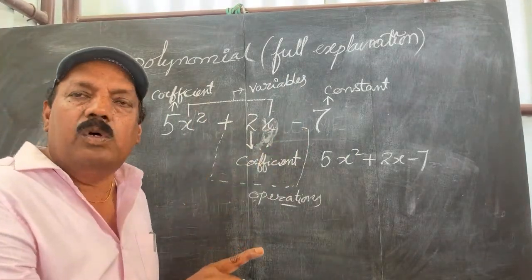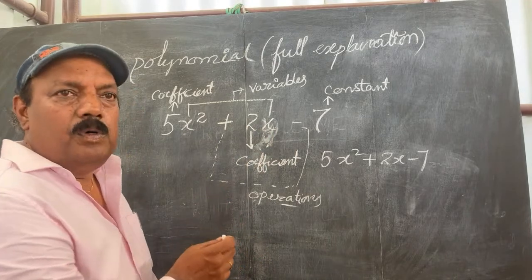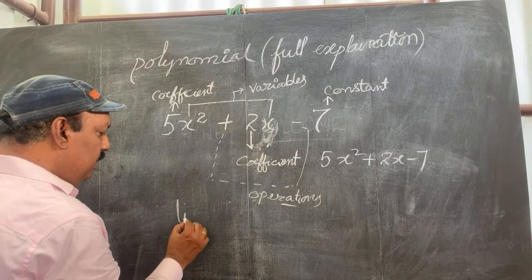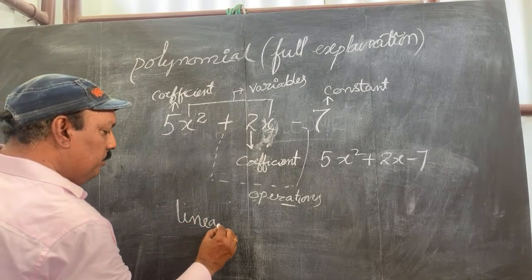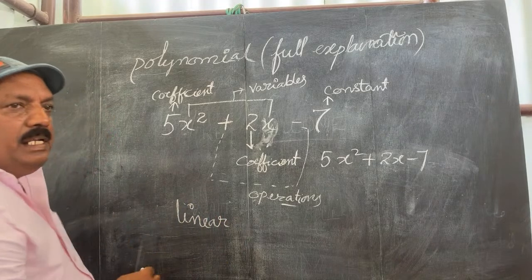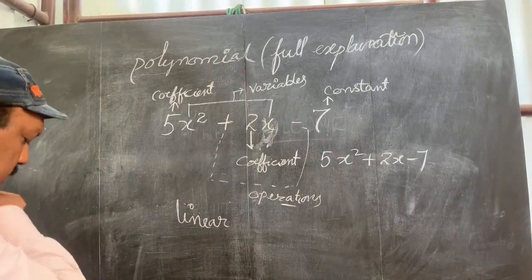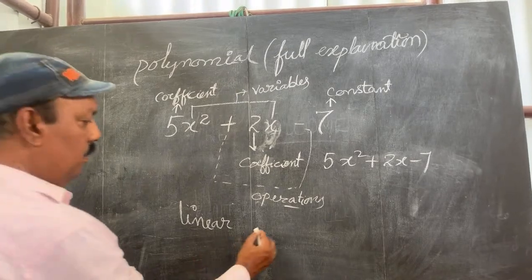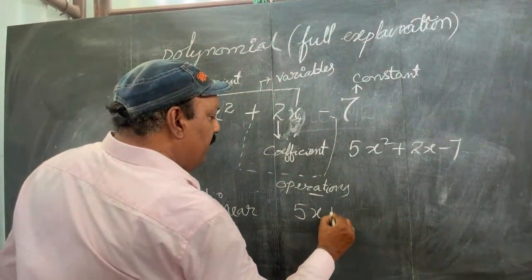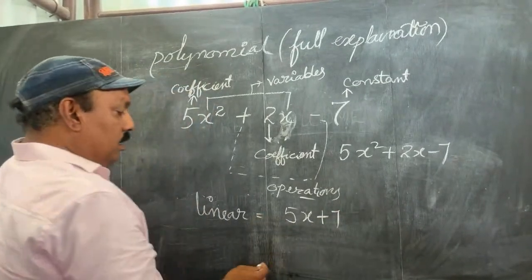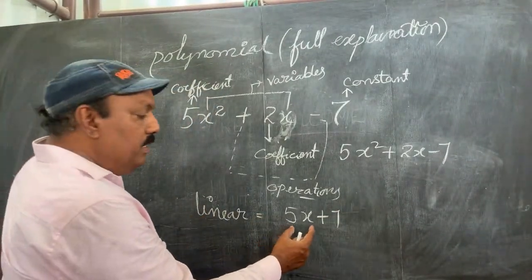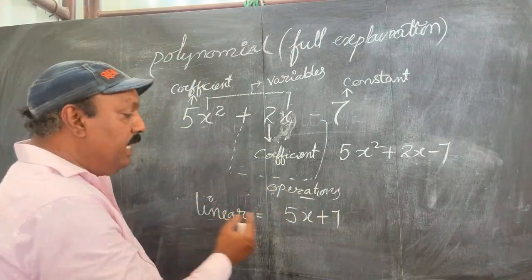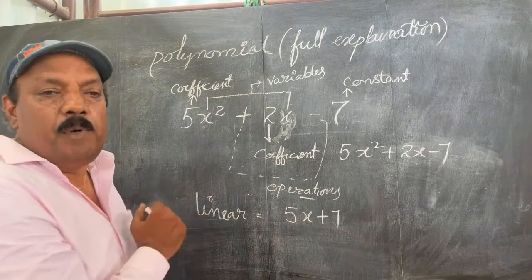And how many types of polynomials are there? First of all, one thing is the linear polynomial. What does linear polynomial mean? Here, 5x plus 7. Linear polynomial means 5x plus 7. We have only one variable and one constant, then it is considered a linear polynomial.